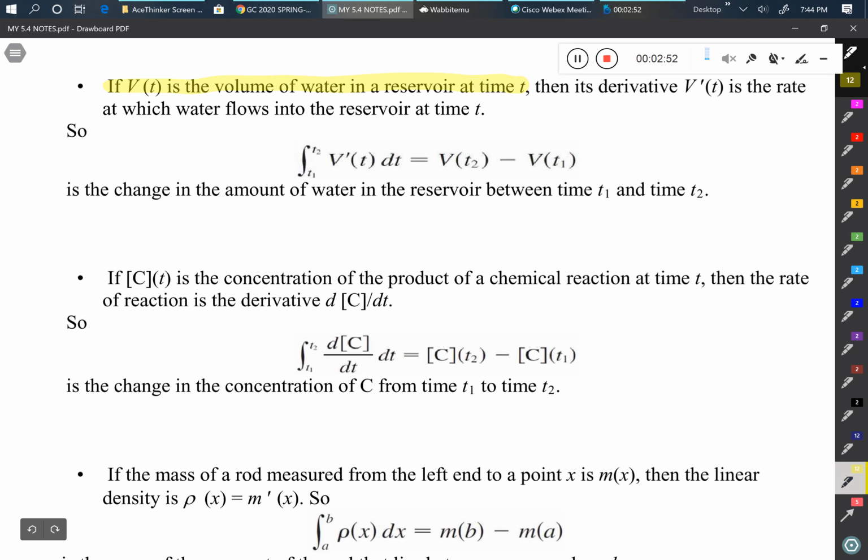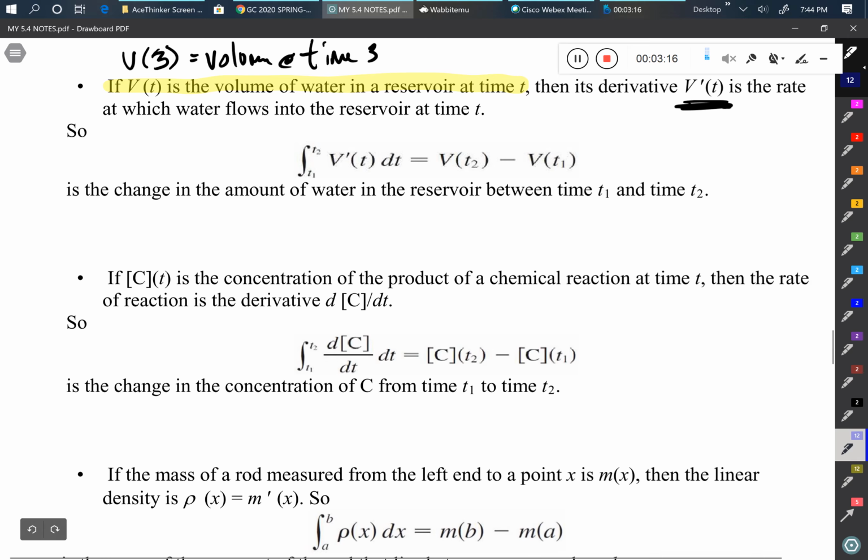If v of t is the volume, then something like v of 3, what would v of 3 mean? Well, that would be the volume at time 3. Or what would v of 7 mean? It would mean the volume at time 7. Then v prime, well, what does v prime mean? If v tells you volume, then v prime tells you how your volume is changing.